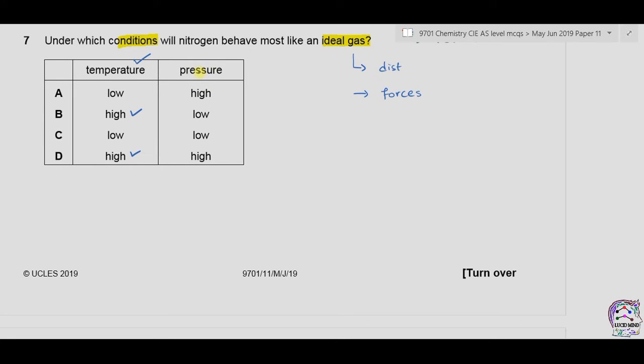Similarly, for pressure, we know that at high pressure the molecules come close together and therefore intermolecular forces are developed, but in ideal gas there are no forces of attraction, so therefore the pressure must be very low. So therefore at high temperature and low pressure the gas will behave like an ideal gas. The answer is therefore B.